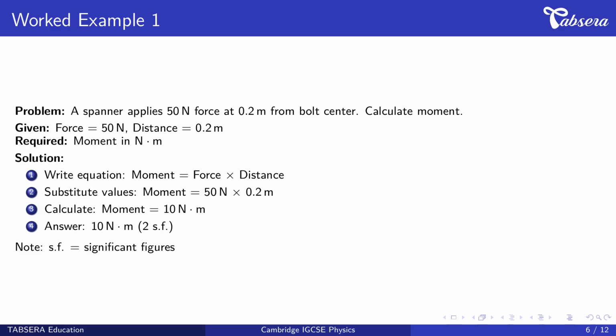Step 1. Write the equation. We use the moment formula, which is moment equals force times distance, where force is in newtons and distance is in meters. Step 2. Substitute the values. We write moment equals 50 newtons times 0.2 meters. Step 3. Calculate. 50 times 0.2 equals 10. Step 4. State the answer. The result is 10 Newton meters to two significant figures, demonstrating the turning effect of the spanner on the bolt.